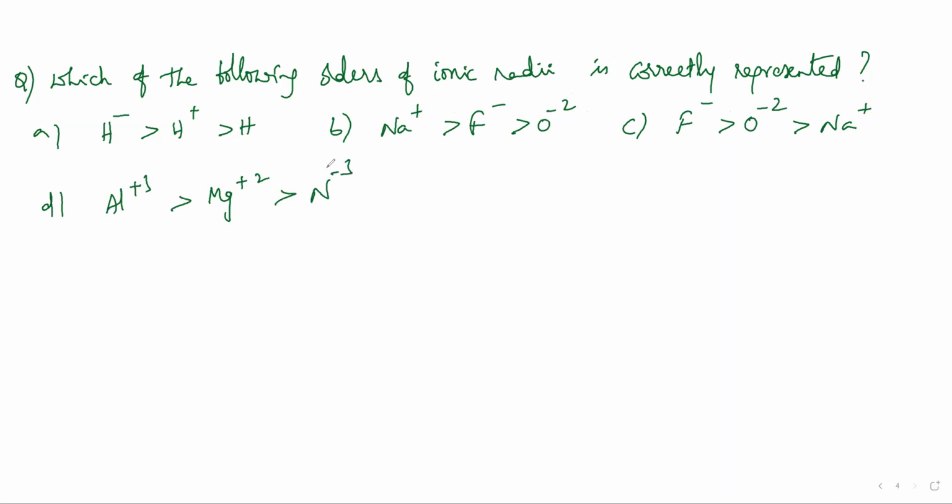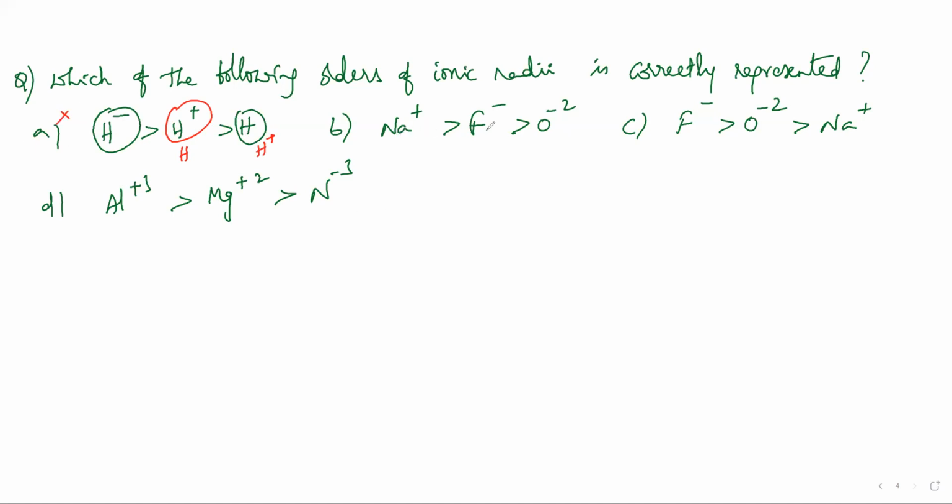So among these, which one will be following the order of ionic radii? Let us consider the first option, H minus, H plus, H. An anion will be more in size when compared with neutral, and neutral more than H plus. But here what is the order given? H minus is greater than H plus. Here it should be H, then it will be correct. If it is here H plus, then this order will be correct. But it is not present in that order. So the first option is ruled out.